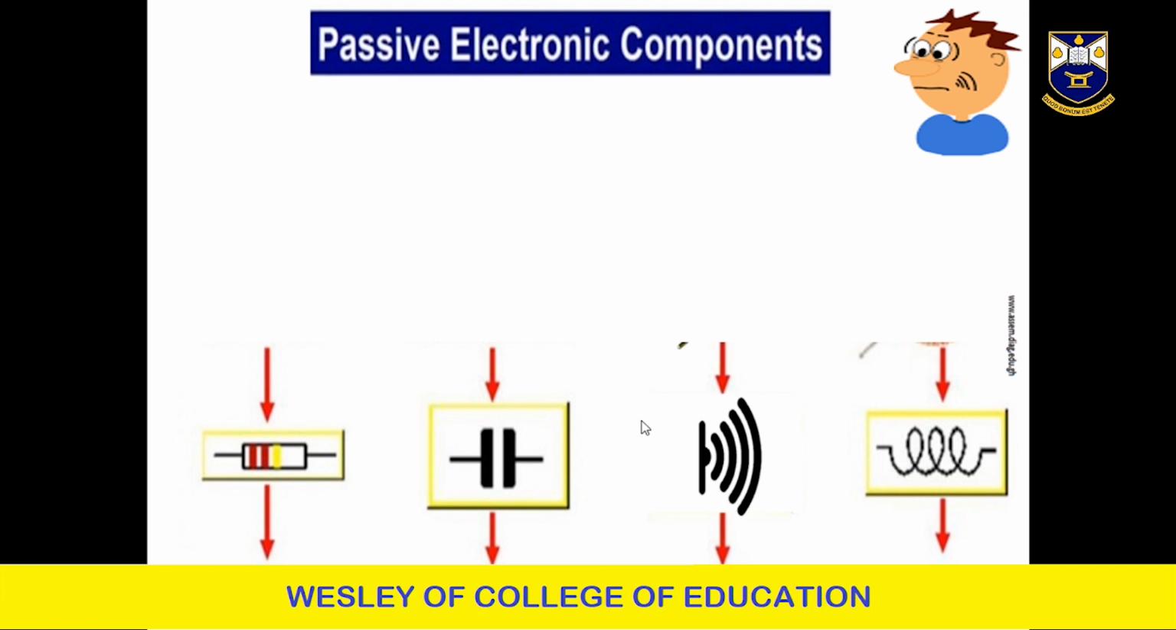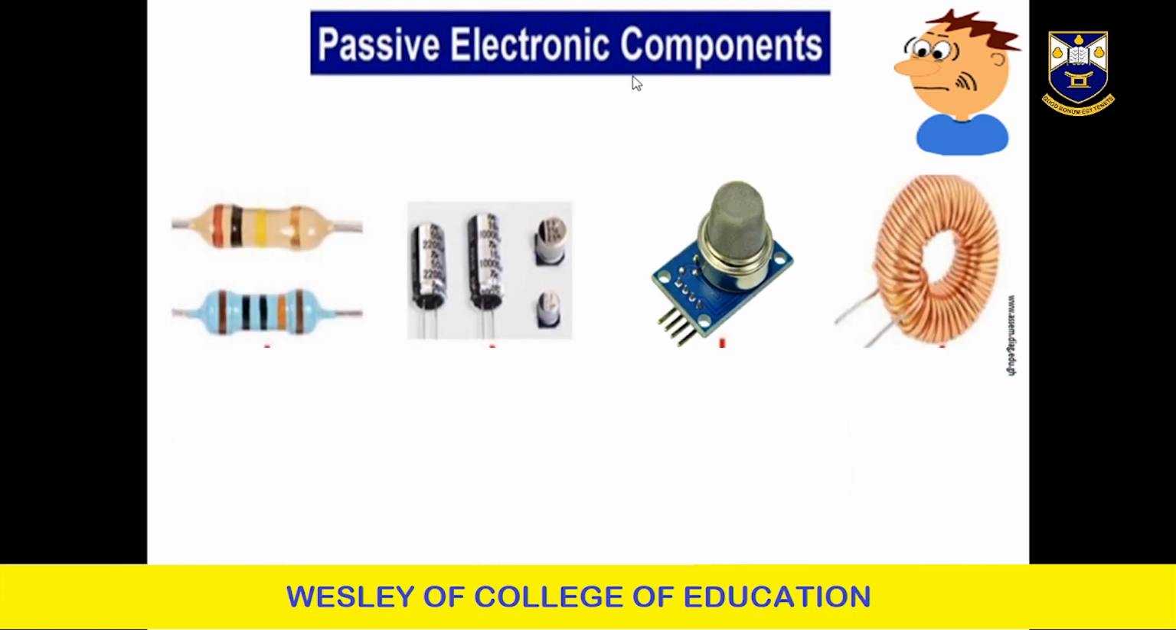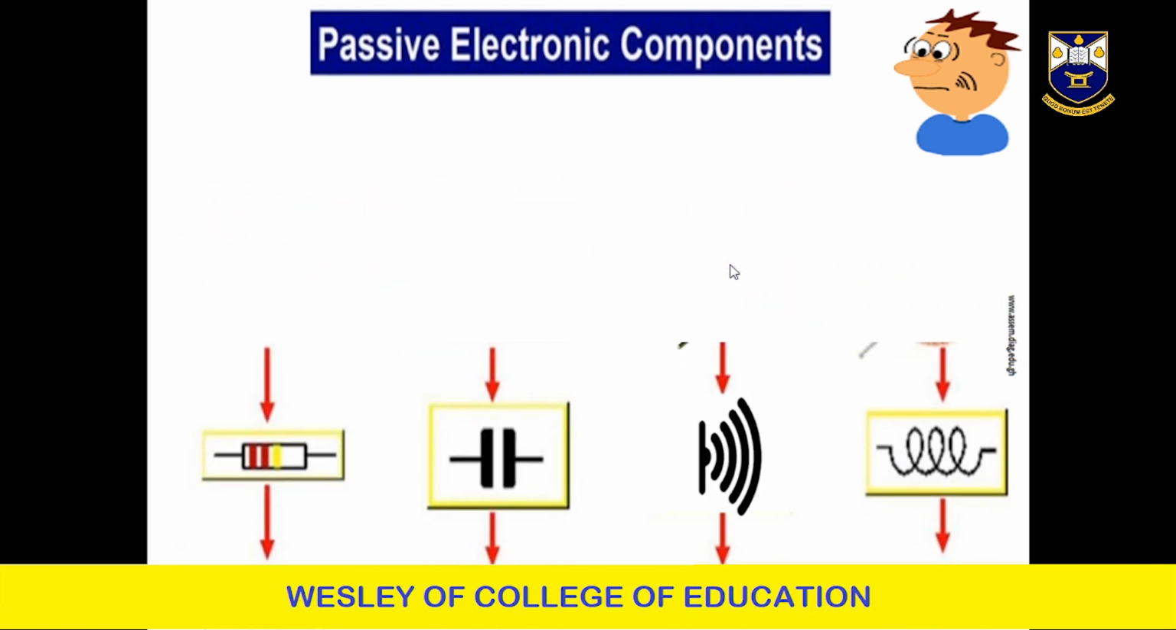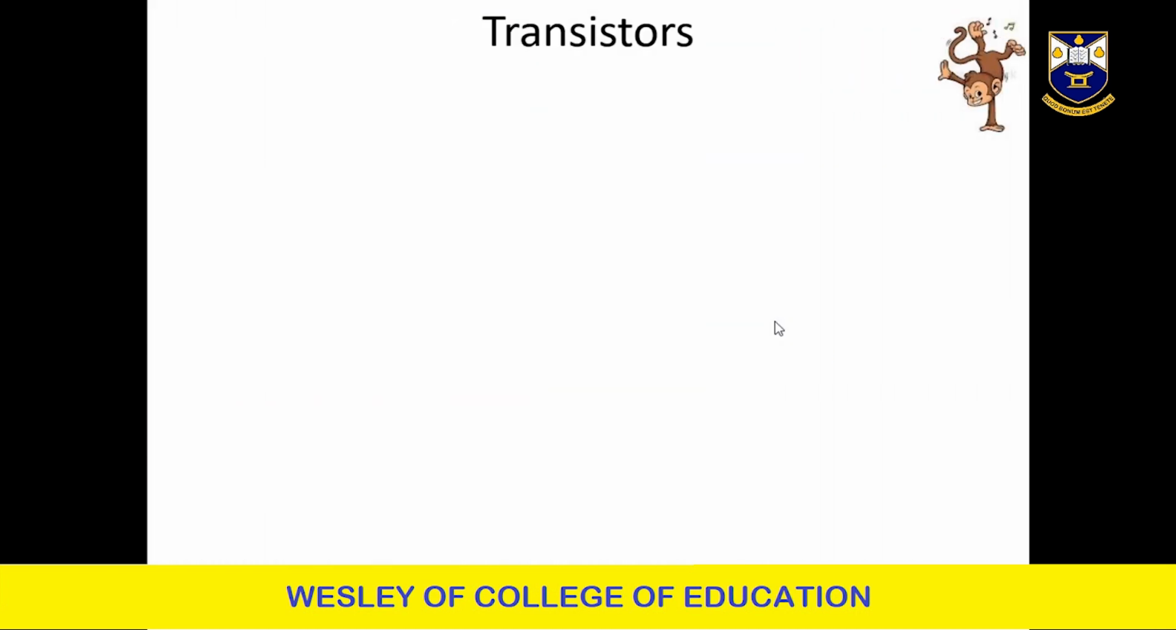So resistor, capacitor, and this is actually a sensor, and then we also have the inductor. Now we take them one by one. So this is a transistor.